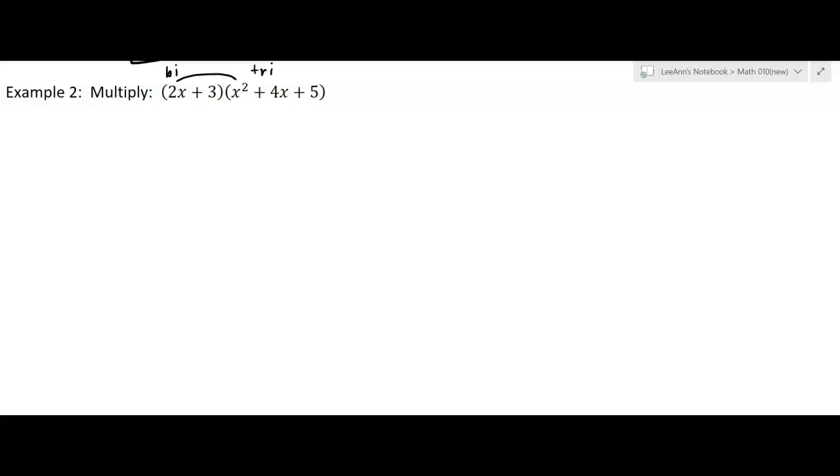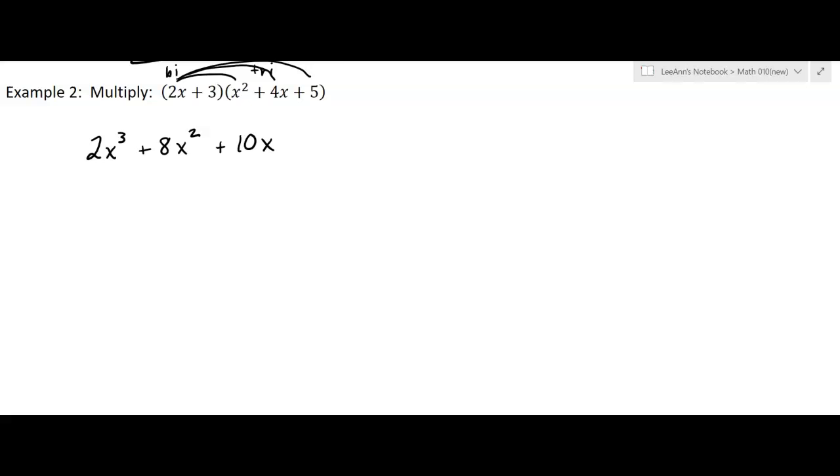I'm going to take 2x times x squared. So first I'm going to take the 2x times each of the terms in the trinomial. And you could write those out separately if you wanted to. But you're going to get 2x cubed for that multiplication. Then I'm going to take 2x times 4x, which is going to be 2 times 4 is 8. X times x is x squared. Then I'm going to take 2x times 5. Well, 2 times 5 is 10. And then I just have the x.